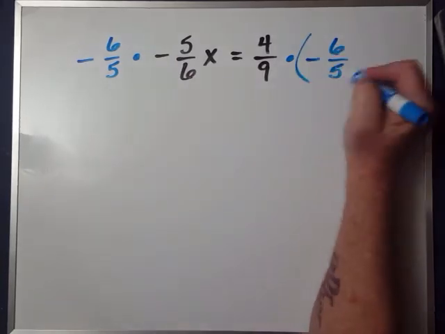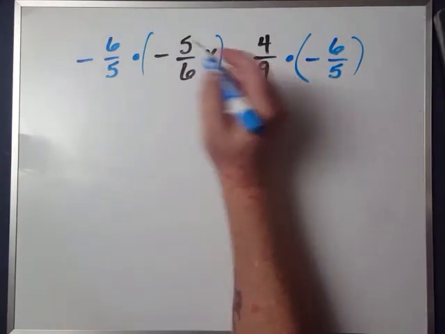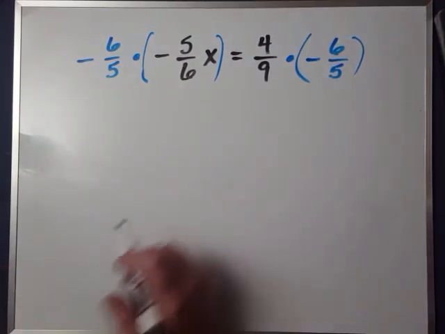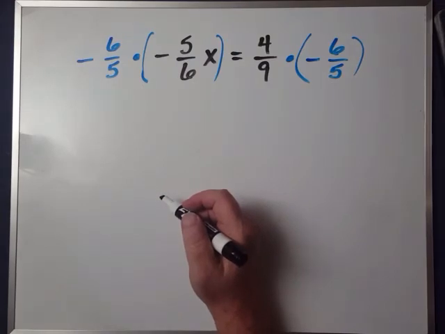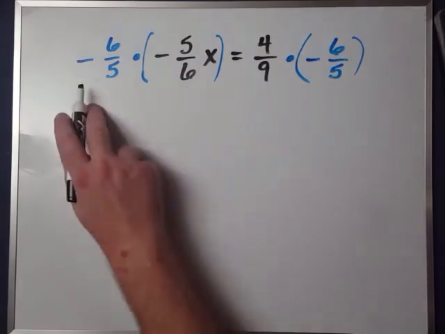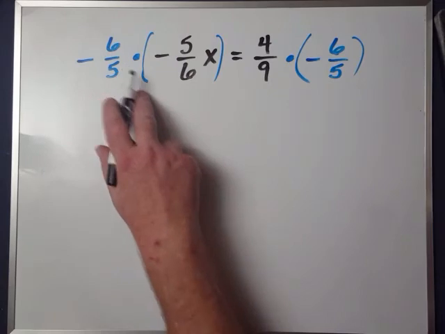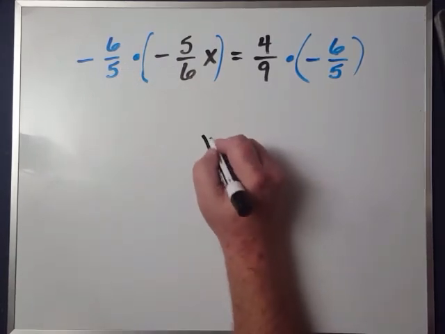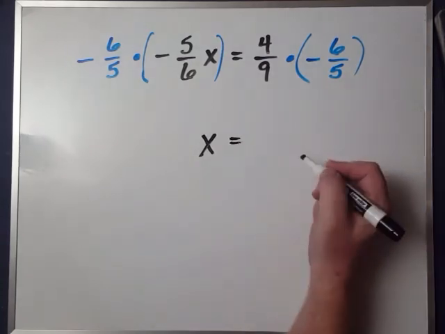Strictly speaking, I should have parentheses to keep the multiplication and that negative from touching each other. But it's just our scratch work. I'm not going to get too worried about that. Here on the left-hand side, a negative times a negative is positive. The 6's cancel, the 5's cancel, and it leaves just positive 1x. We write simply x.